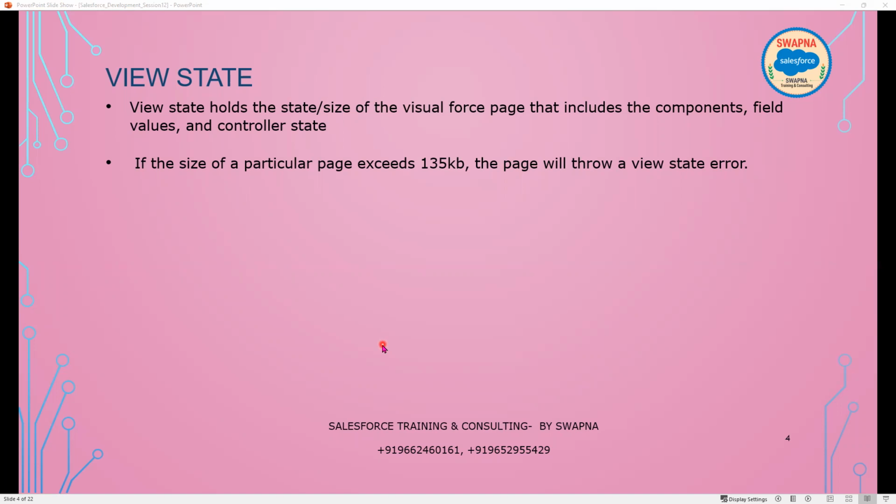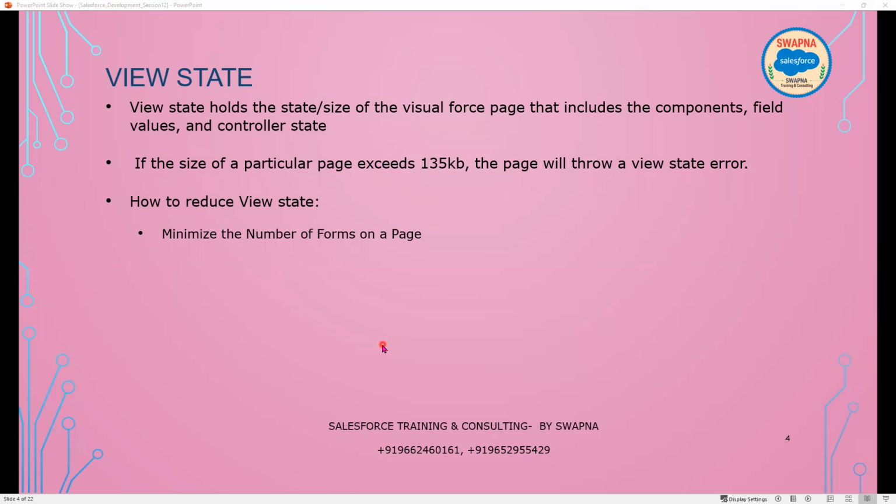Now, in case it is showing the view state error, how can we reduce the view state error? How can we resolve this view state error? In order to reduce it, you need to minimize the number of forms on the page. That means it is possible that you have used the apex:form. When you use the apex:form, it will be considered as one view state.